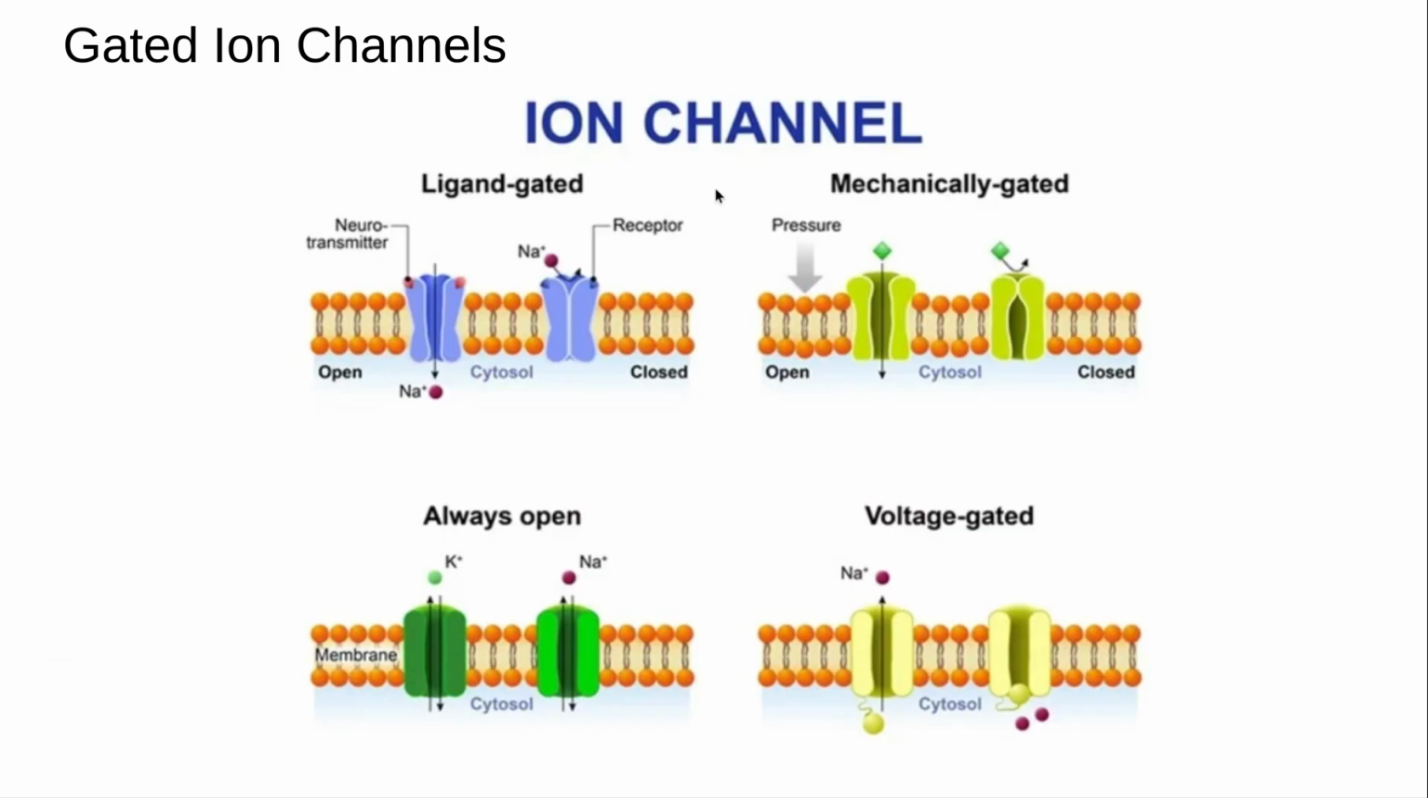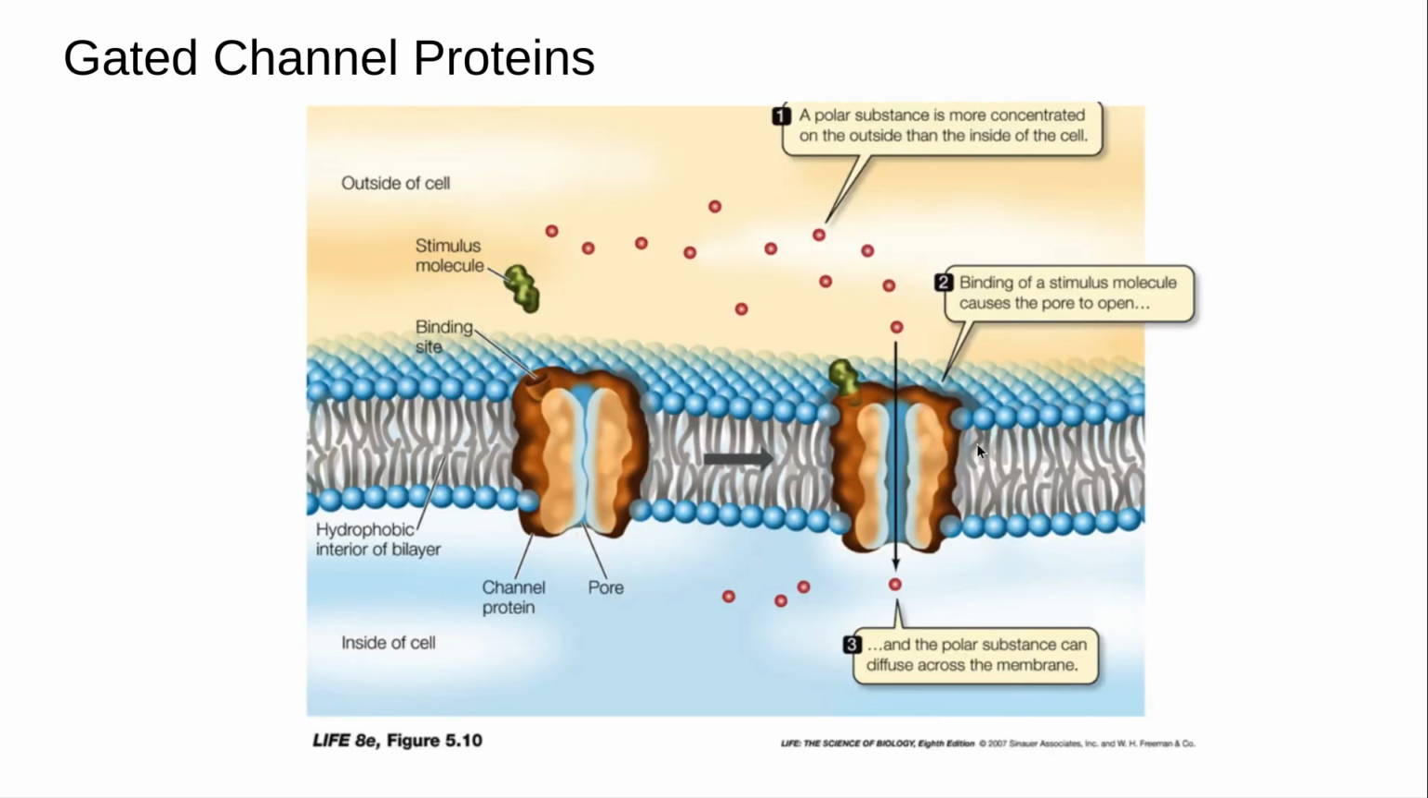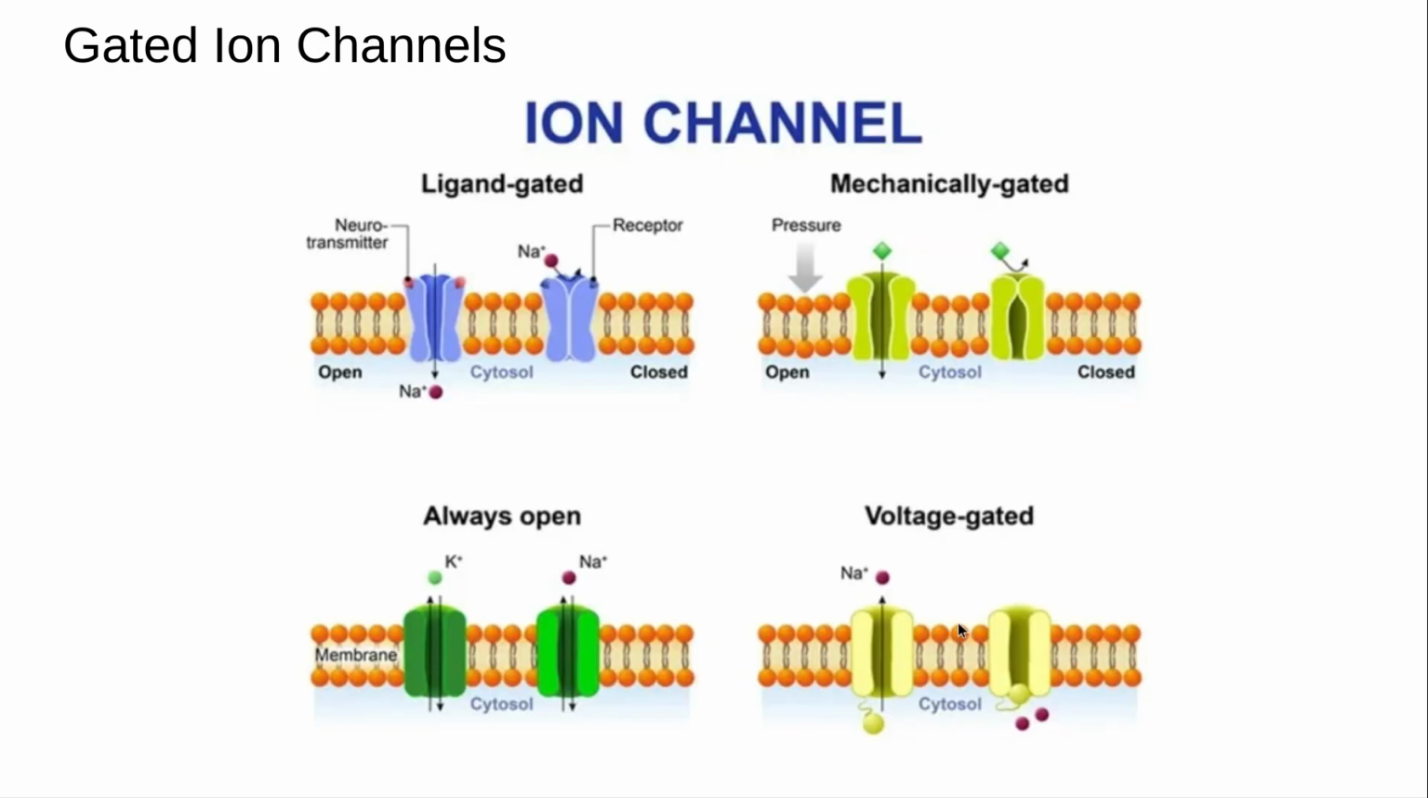Here we are looking at transport of ions. In this case, we have an ion channel where a neurotransmitter comes and binds to this channel protein, which causes the channel protein to open up and ions are transported, and then binding of a receptor to this protein causes it to close and ions cannot move. They can also be opened and closed because of mechanical pressure and also because of voltage.